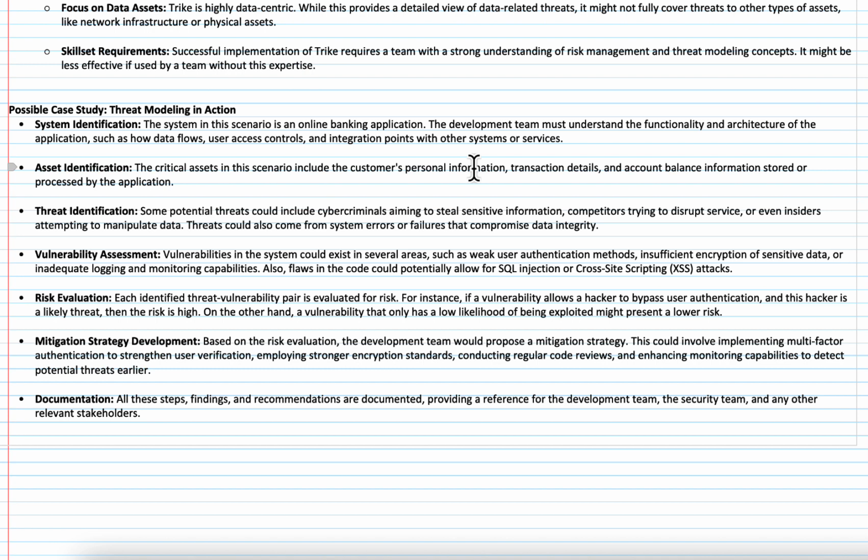What are the threats that could be affecting this? One, from stealing the information, right? They could steal the sensitive information. They could try to disrupt your service.